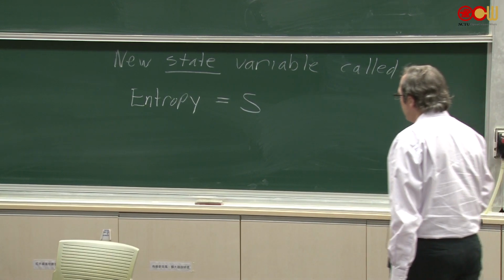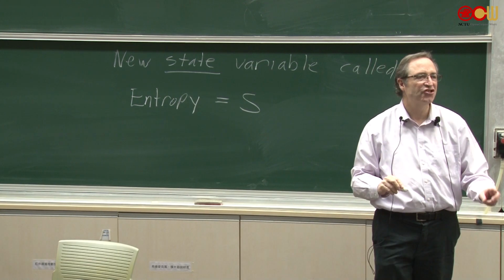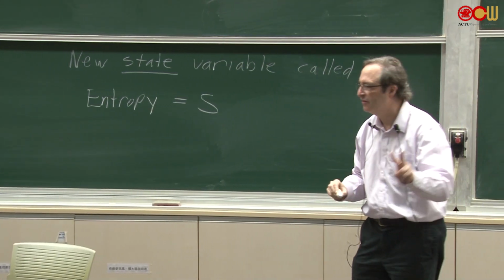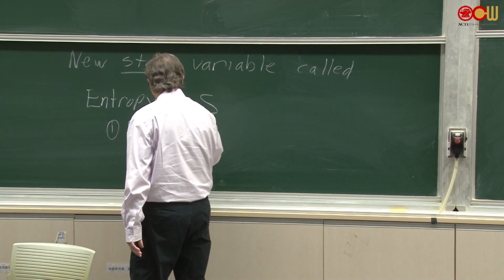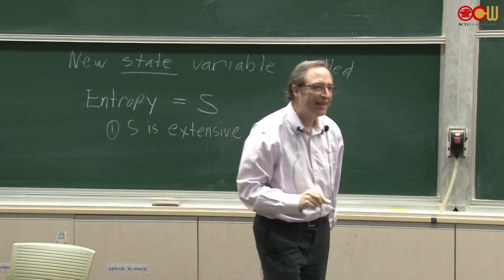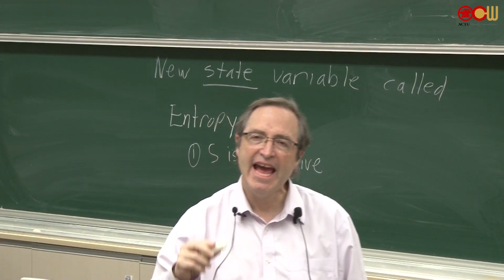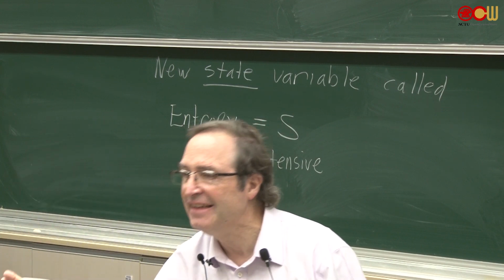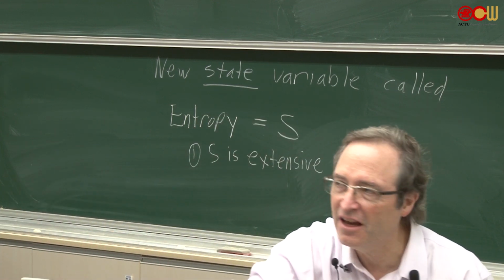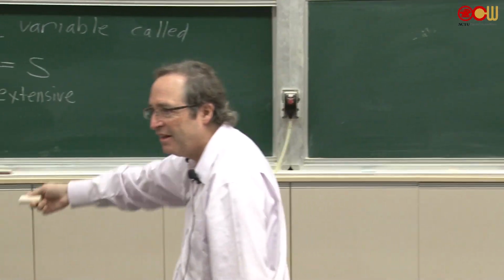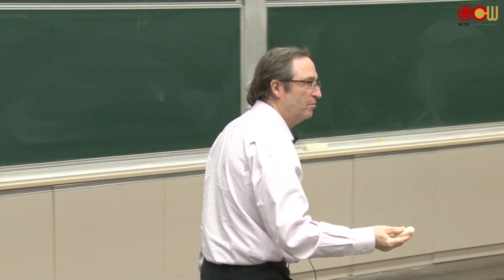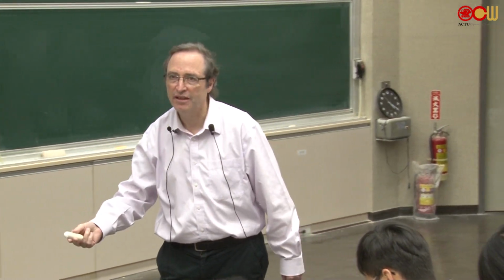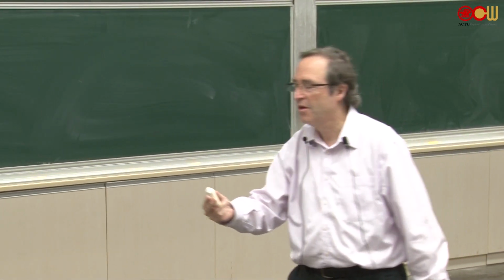So that's entropy. And it basically has two important properties. Number one, S is extensive. Everybody remember what that means? That means the entropy in this room is the sum of the entropies of each of you, plus the entropy of the air, plus the entropy of the tables, plus all the chairs. You just add them all up. It's like volume or mass or energy, extensive.